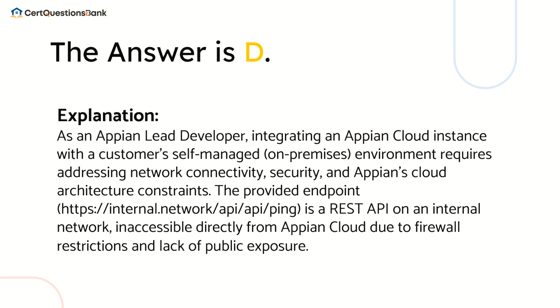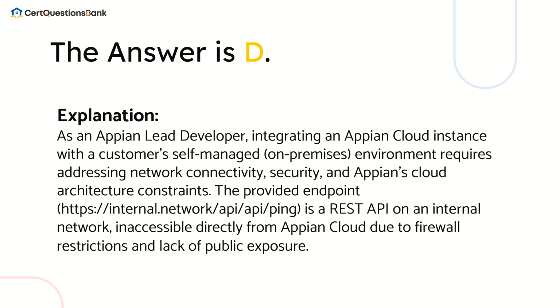As an Appian Lead Developer, integrating an Appian Cloud instance with a customer's self-managed, on-premises environment requires addressing network connectivity, security, and Appian's cloud architecture constraints. The provided endpoint, https://internal.network/appy/appy/ping, is a REST API on an internal network, inaccessible directly from Appian Cloud due to firewall restrictions and lack of public exposure.